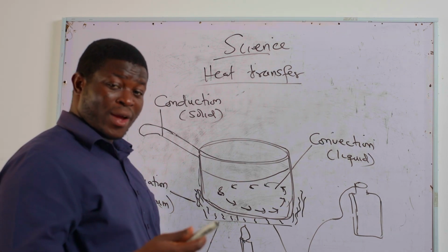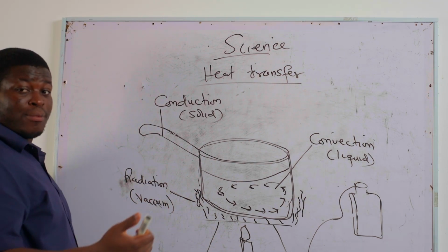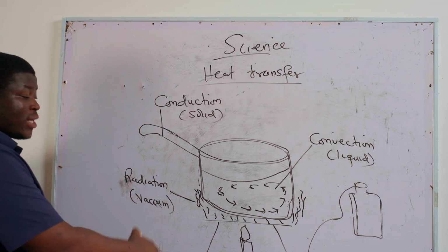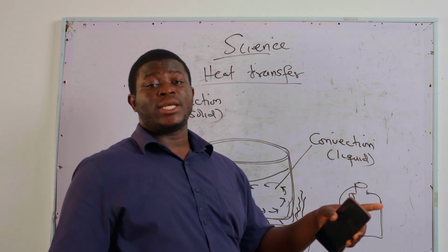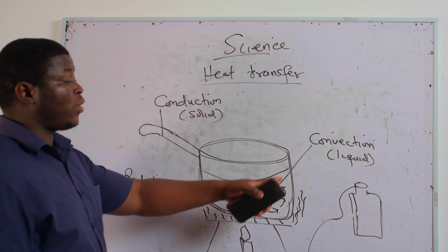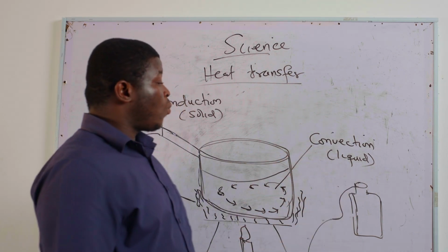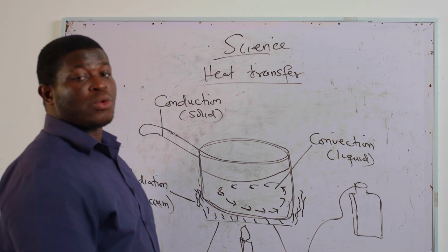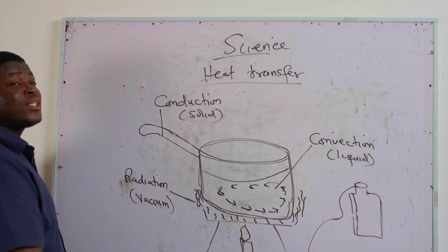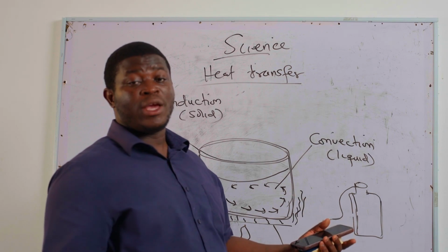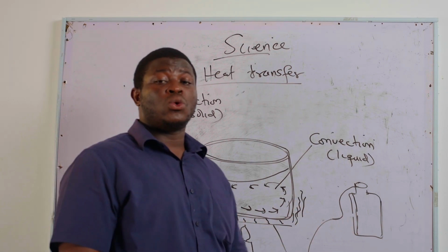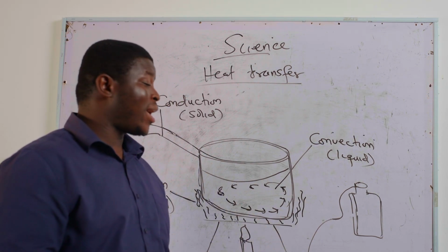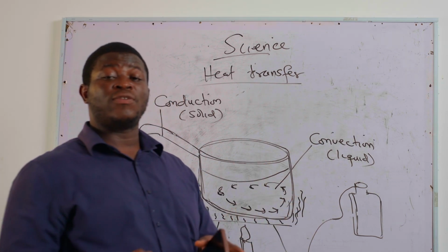So for heat transfer, we have three main forms: the one that occurs in solids, the one that occurs in vacuum, and the one that occurs in liquid. When heat transfer occurs in liquid, it's called convection. When it occurs in solid, we call it conduction. When it occurs in vacuum or in an empty space, we call it radiation. These are the three main forms of heat transfer that I want to look at today. Anytime you have your cooking pot or something on fire, know that these three forms of heat transfer can occur.